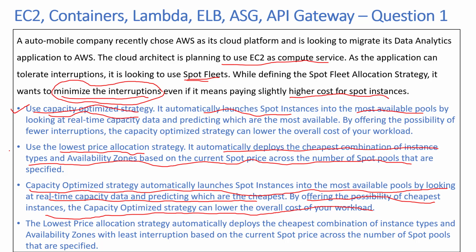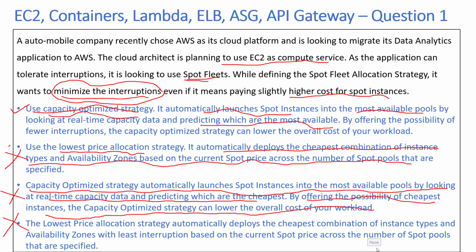Okay, so this is not the correct one, because you can see it is talking about real-time capacity data and predicting which is the cheapest, but it's not looking at the cheapest. It's looking at the one which is most available, right? And then let's look at the last one. The lowest price allocation strategy automatically deploys the cheapest combination of instances, types, and availabilities with the least interruption based on the spot price across the number of spot pools that are specified. Again, this is not the correct one.